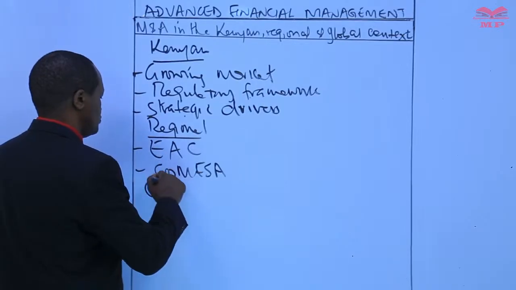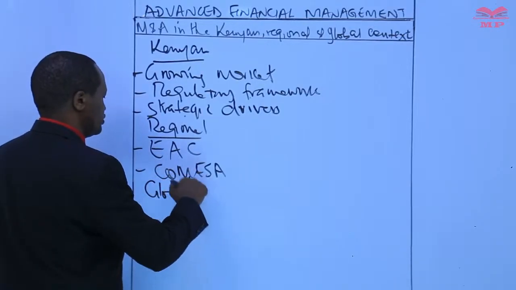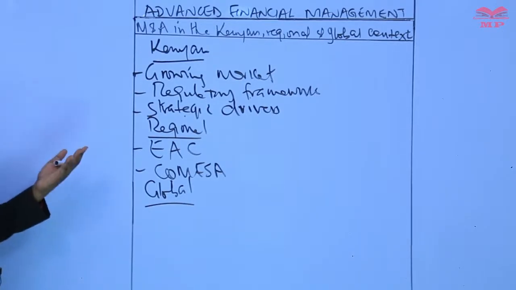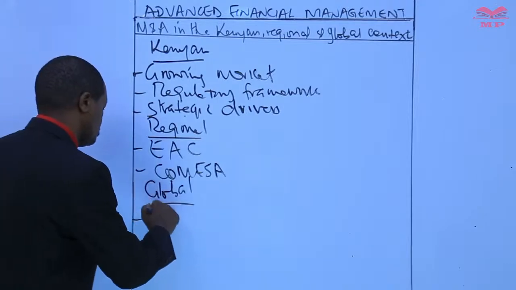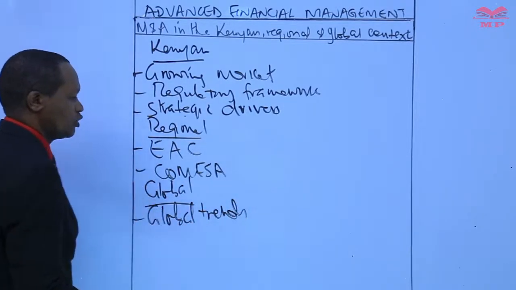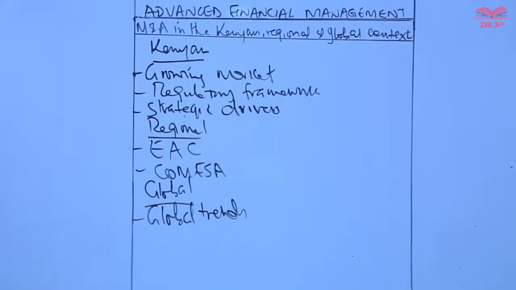Global context, mergers and acquisitions in the global context. These mergers are influenced by global trends. What do we mean by global trends? The global mergers and acquisition trends influence activities in Kenya and even the region.